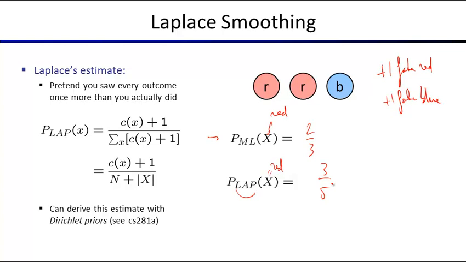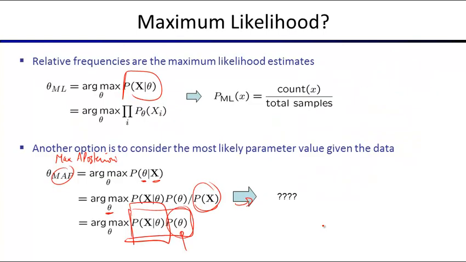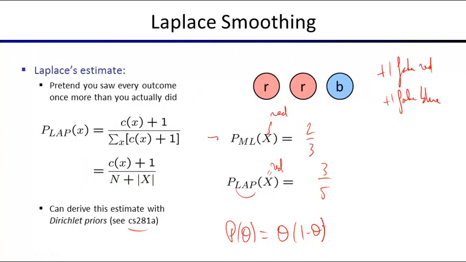Another way to get the same result, and if you want to take something like 281a, you'll see that, is to add a prior p theta, which is equal to theta times 1 minus theta. So if we chose our prior p theta to be exactly of this format, we would then get the same as Laplace smoothing. So both are equivalent. We have two ways of getting here. One is putting in a prior. Another is to just say, hey, I think we need to put in a fake count. It's the same thing.